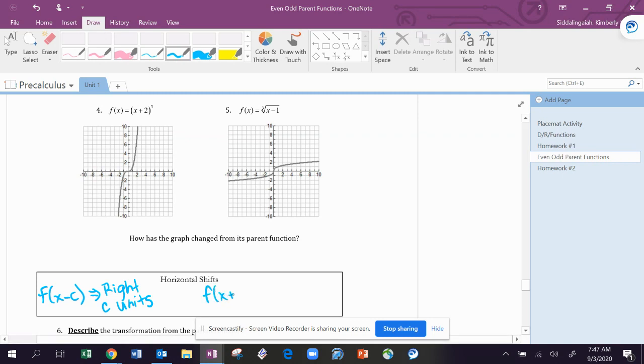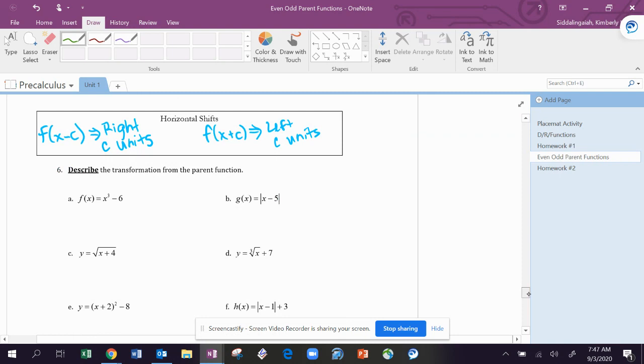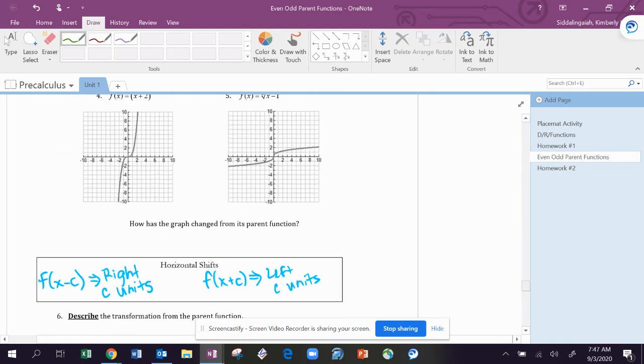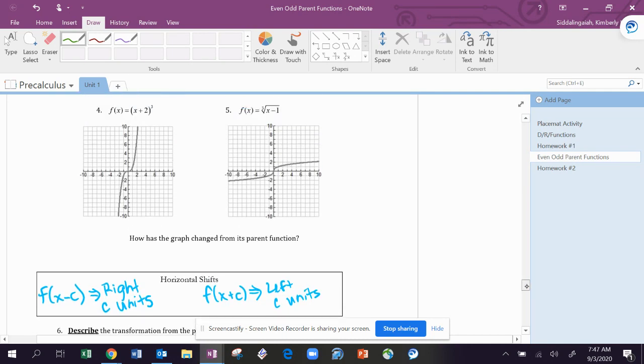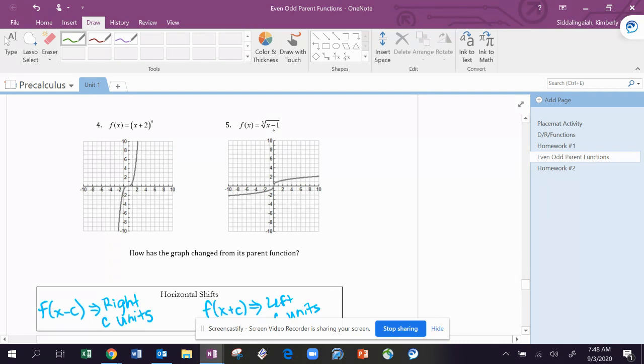And then the other one is f of x plus c. That is going to move left c units. So let me show you on these graphs what that means, what that's going to look like. So say this cube root graph, number 5. This inside part here, even though it's negative, it looks like it should be moving to the left. It's actually going to move the whole graph right 1.